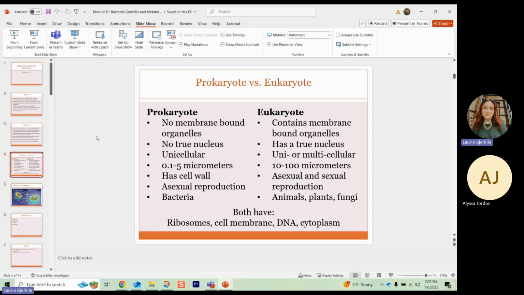But so that's kind of the main difference between the two. So bacteria are going to be in the prokaryote world for microbiology, and then fungi are eukaryotes, just more complex. But both will have ribosomes because they have to make proteins, and ribosomes help us make proteins. They have cell membranes a lot of times, DNA, of course, and cytoplasm. So they do have some similarities there.